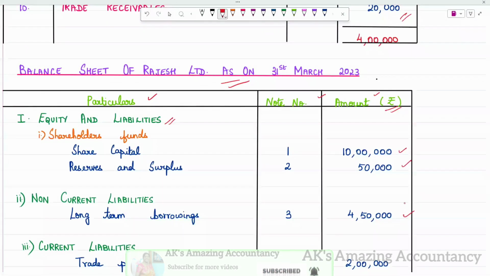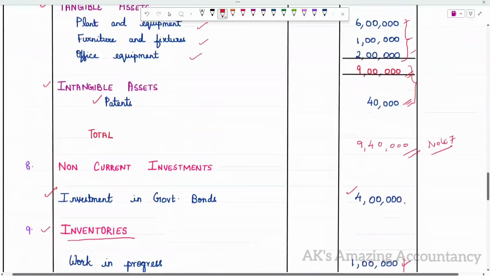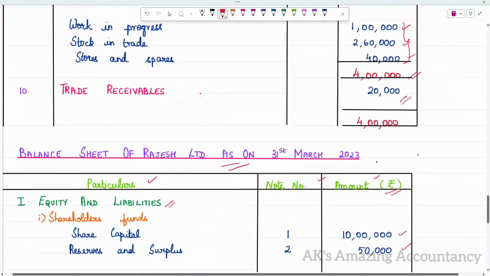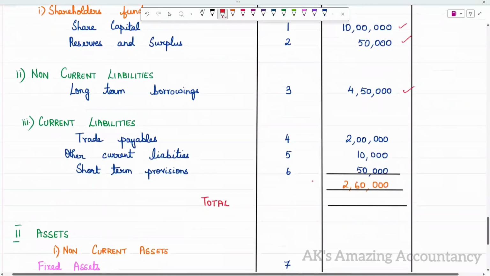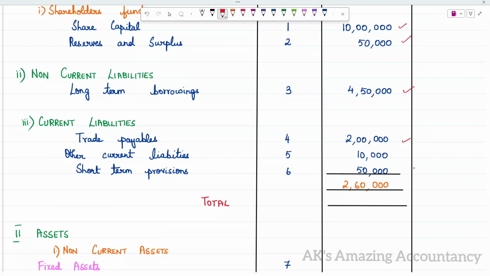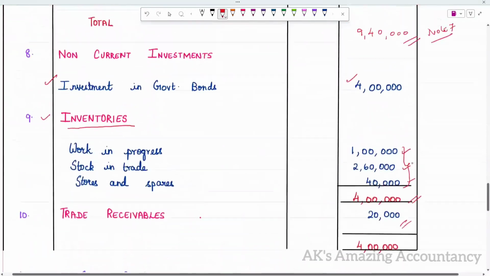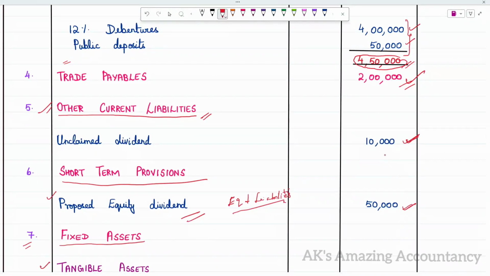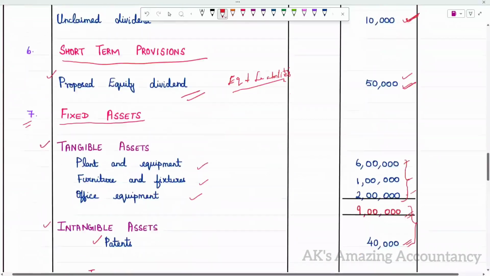Then current liabilities. Under current liabilities, trade payables will come. We've already prepared note 4, trade payables. So it is this amount, 2 lakhs. Then other current liabilities and short-term provisions also, note 5 and note 6 we have already prepared, 10,000 and 50,000. So let us just have a look at it. Note 5, other current liabilities 10,000. Then the next one, short-term provisions 50,000.